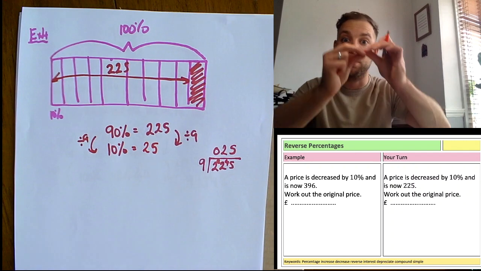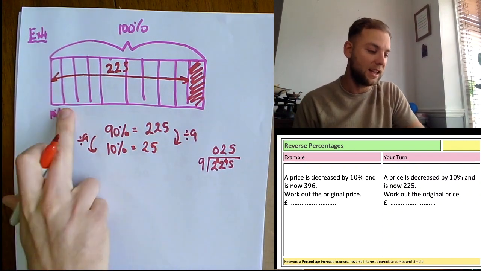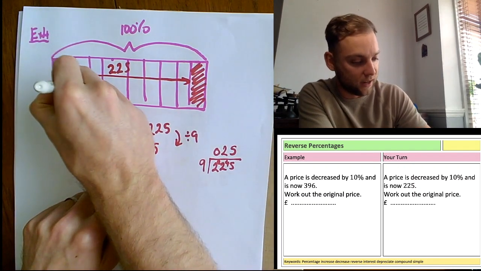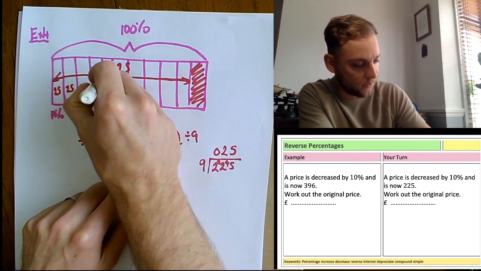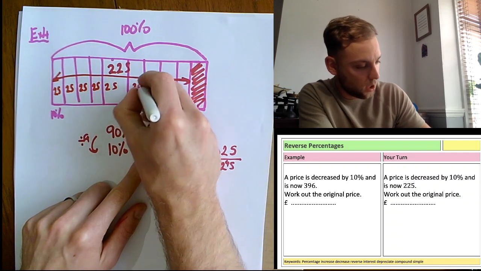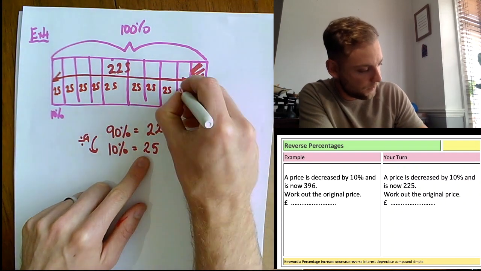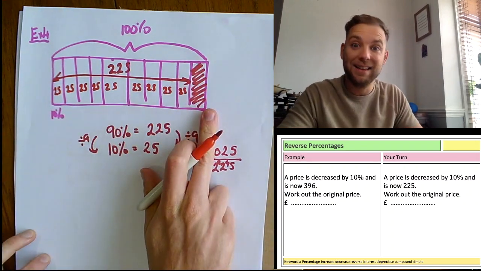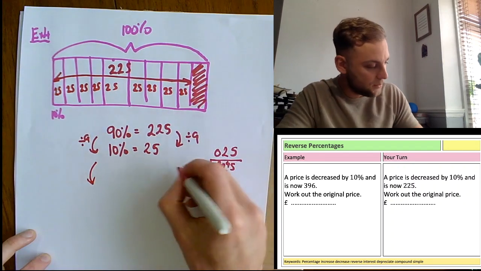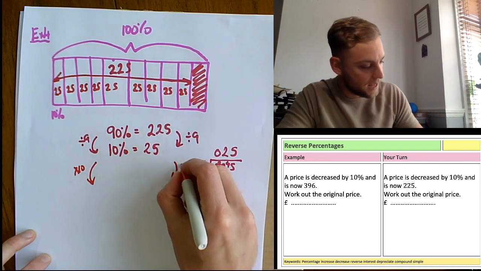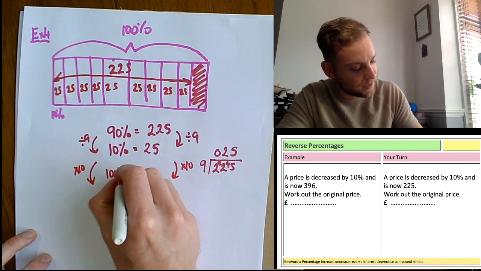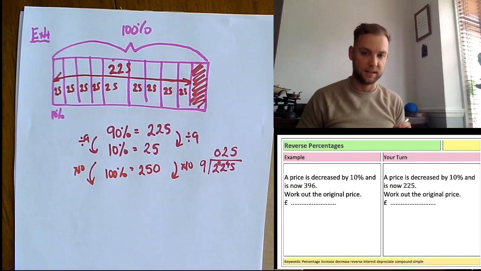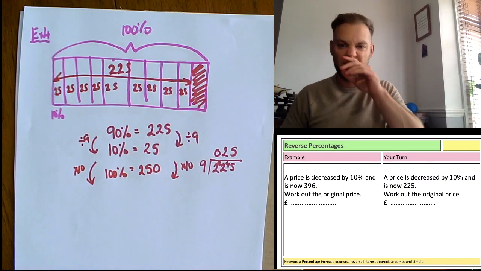Okay, not finished there. Remember, I'm always trying to get back to 100% because each of these is worth 10%. And now I know that each one of these is actually worth 25. 25, 25, 25. All of these are worth 25. So how do I get back to 100%? Well, I know there's 10 in total to get to 100%. So I'm timesing by 10, timesing by 10, timesing by 10. So 100% is equal to 250.